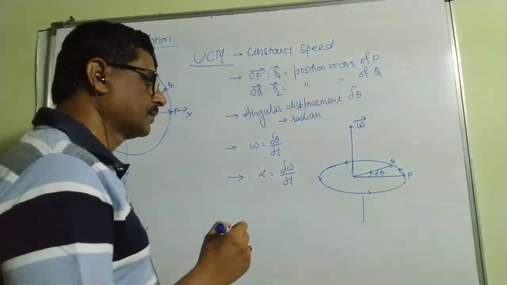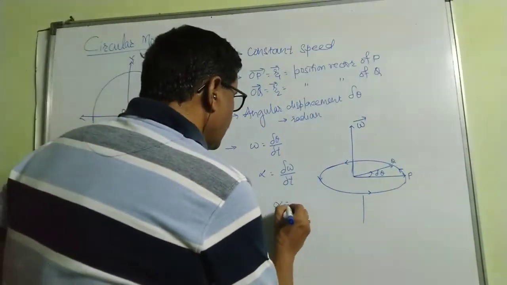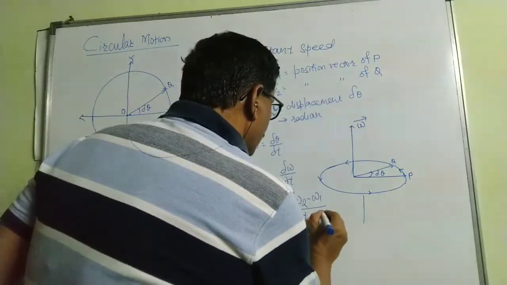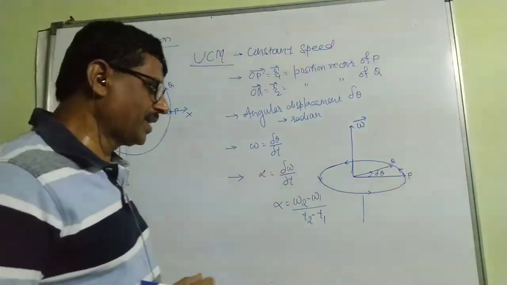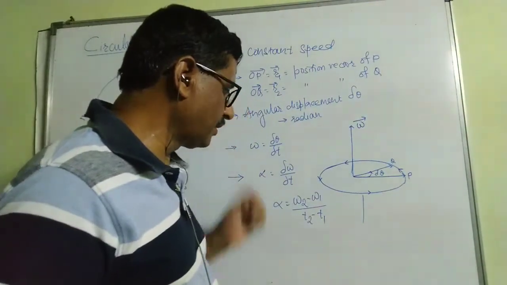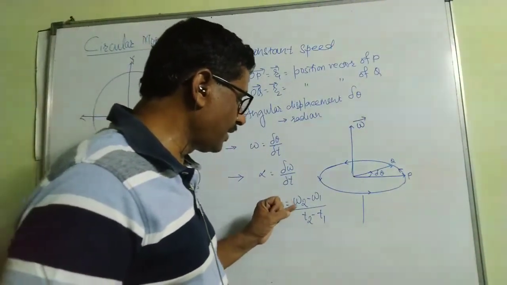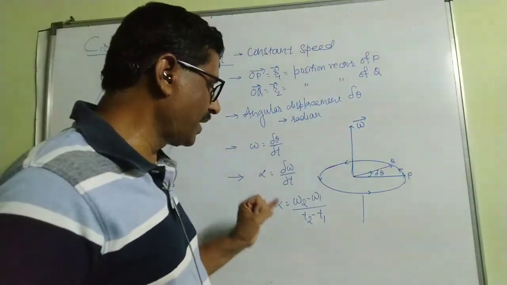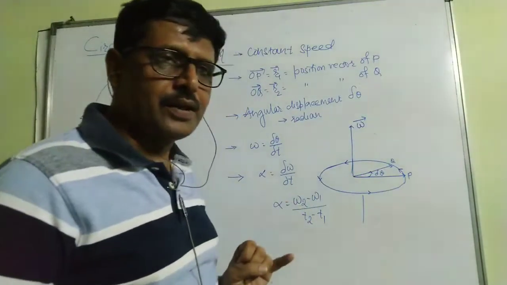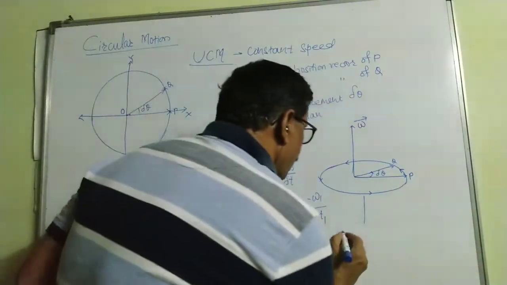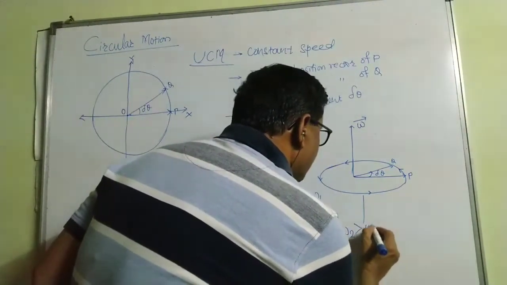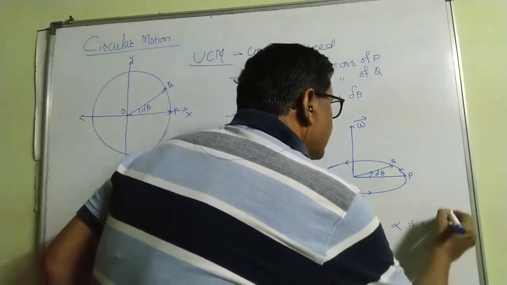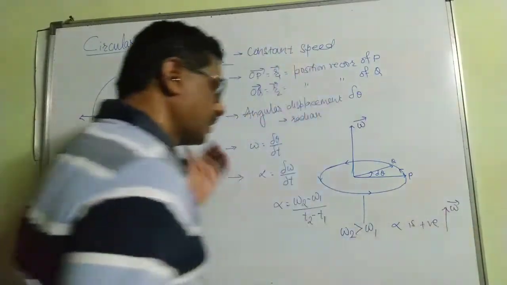If the angular velocity increases with time, omega 2 is greater than omega 1. Omega 1 is the initial angular velocity at time t1 and omega 2 is the final angular velocity at time t2. The angular acceleration alpha is omega 2 minus omega 1 divided by t2 minus t1. If omega 2 is greater than omega 1, alpha is positive and it is in the direction of angular velocity.